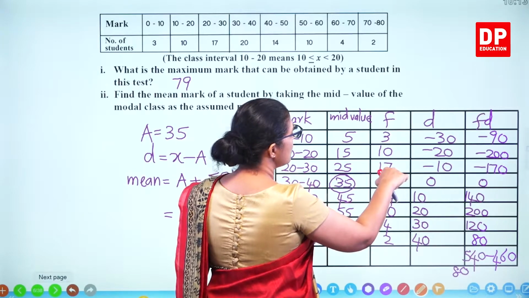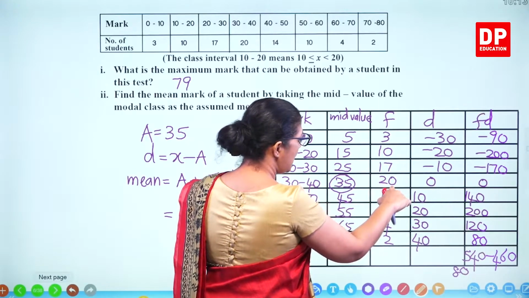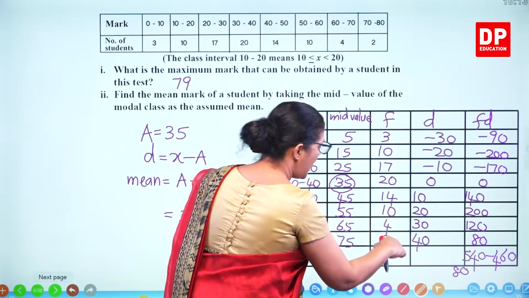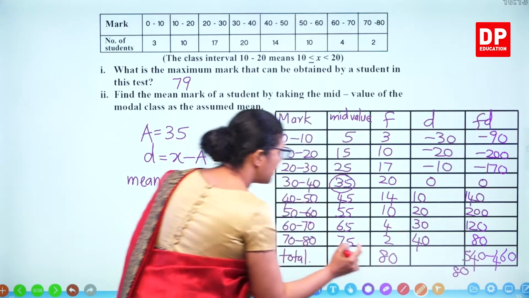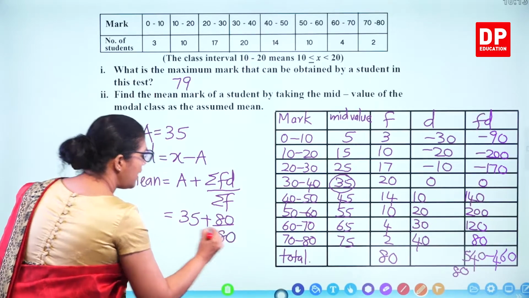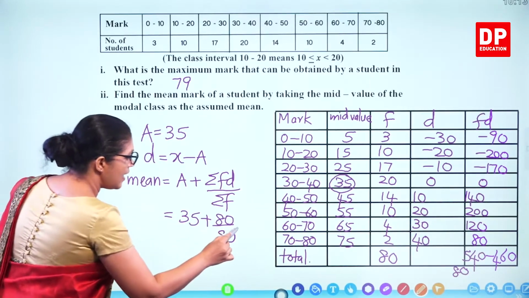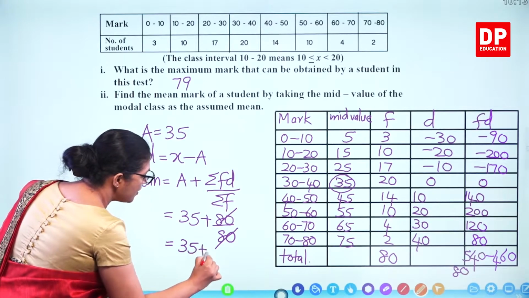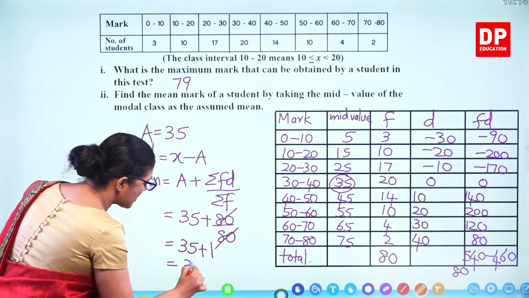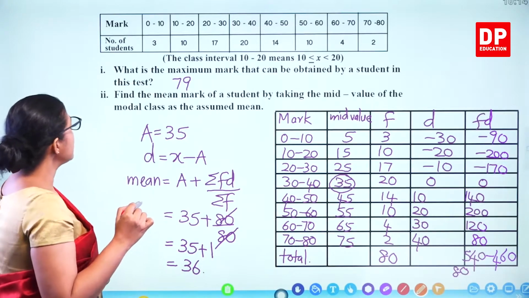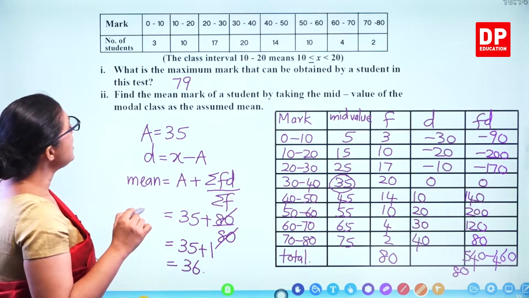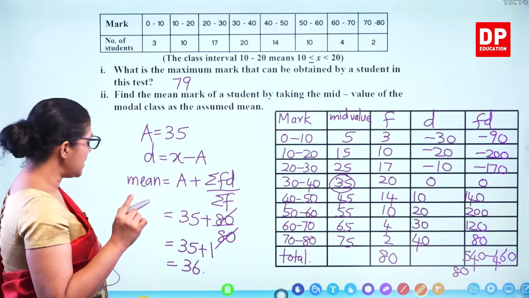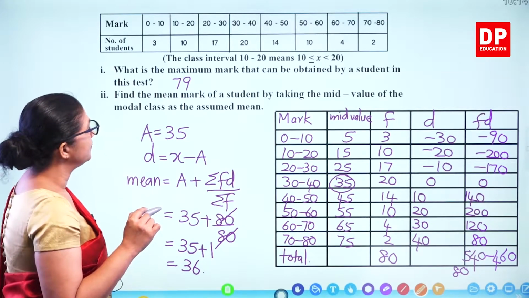10, 20, 30, 40, 50, 60, 70, 74, 78, 80. So divide by 80. So here 80, 80 get cancelled out. So 35 plus 1, you get 36. 36 is the mean mark. So the average mark of a student is 36.